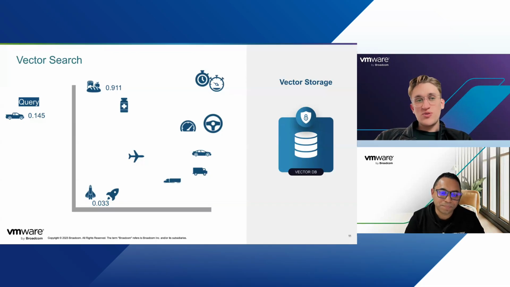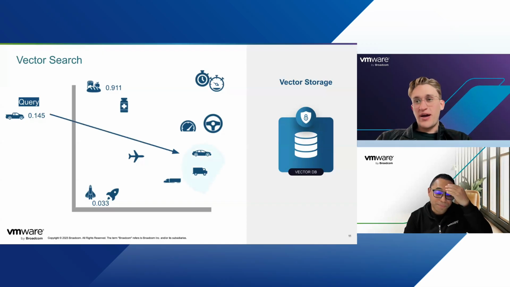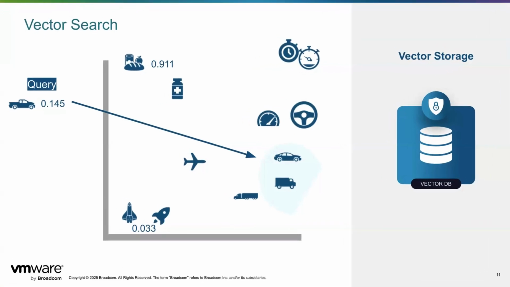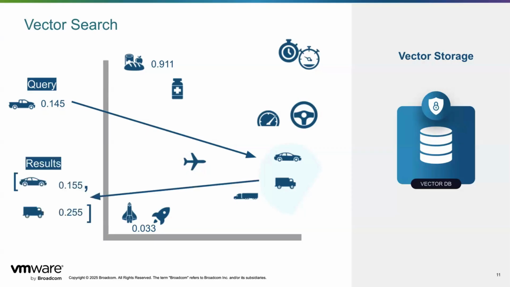Now, what I can do is say, hey, what are all of the things that are close to this number? So if I'm asking the model about pickup trucks, what are the sort of things in my database that are related to pickup trucks? Oh, I've got some things in my database of people talking about cars or commercial trucks. And I can return them as a list of results. So once I've done that, I can see all of the things in my database that are relevant to any individual query. And this is what we call vector search.